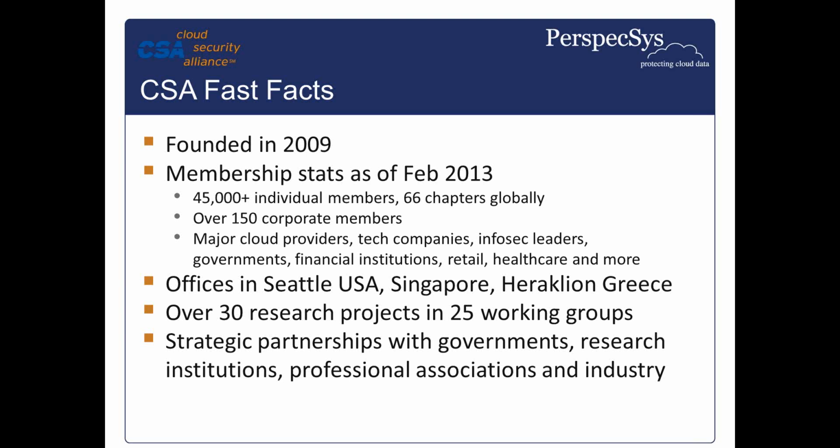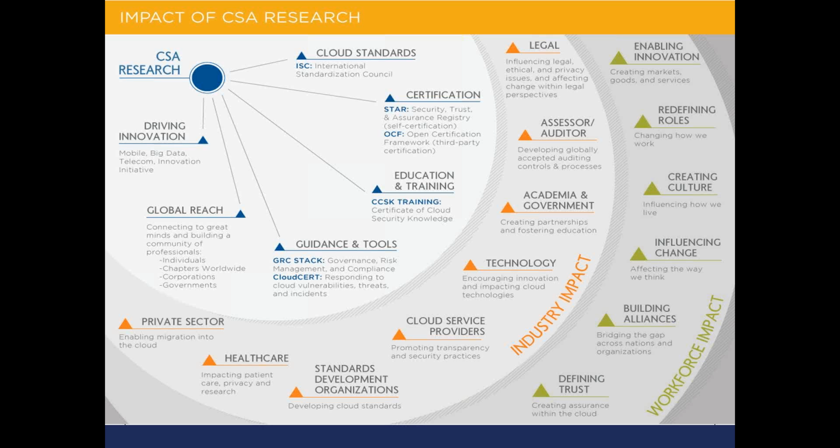We have offices in Seattle, in Singapore, in Greece, and we have legal entities throughout the world which help us operate and retain staff and manage our research programs. Currently, we have over 30 active research projects and 25 working groups, and we build strategic partners with government, with institutions doing research and development, professional associations, and of course the industry.